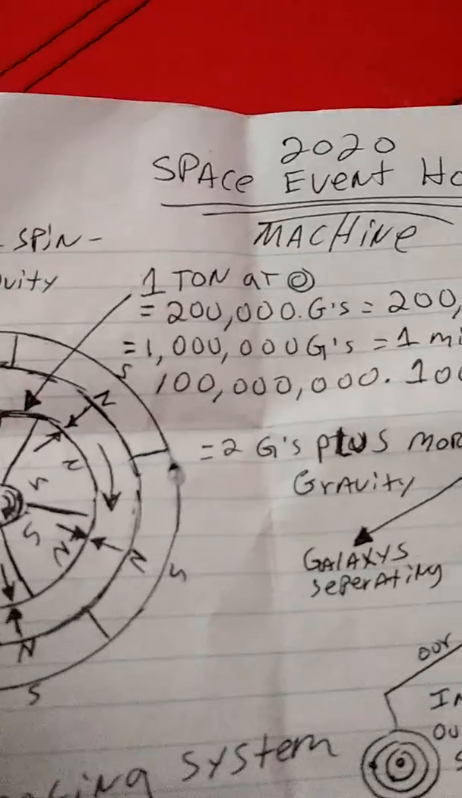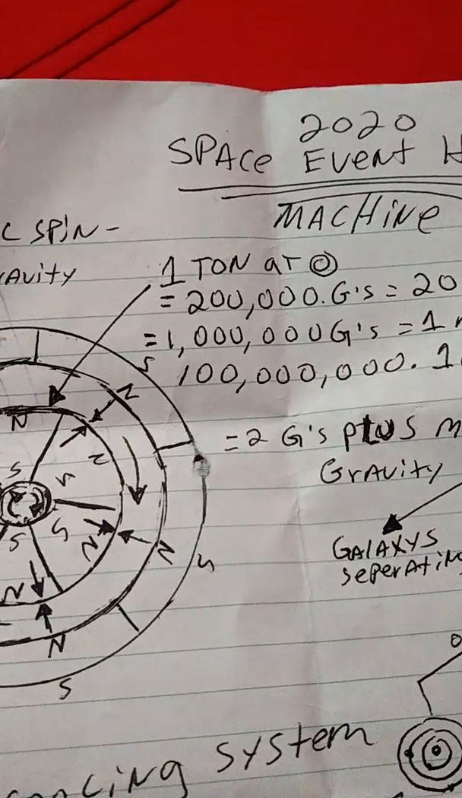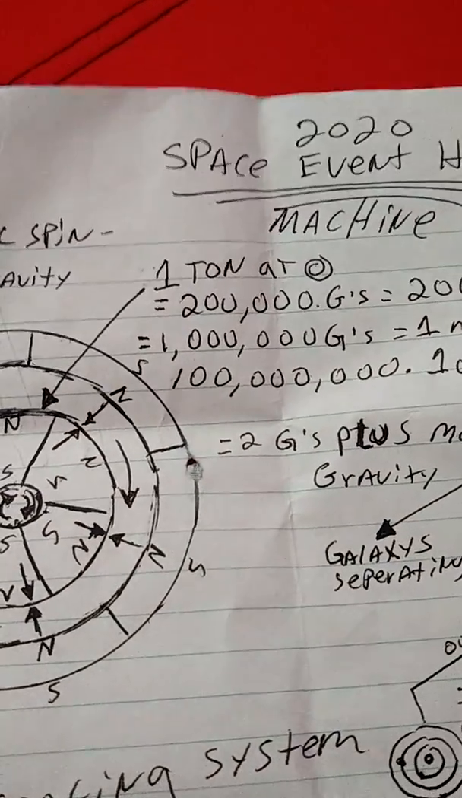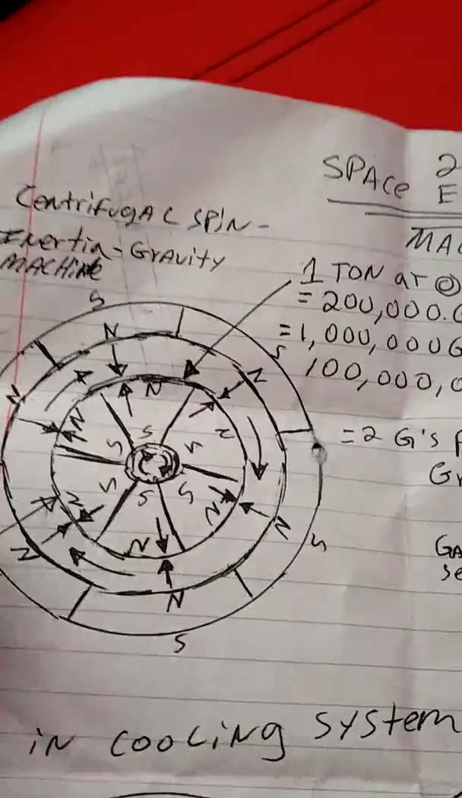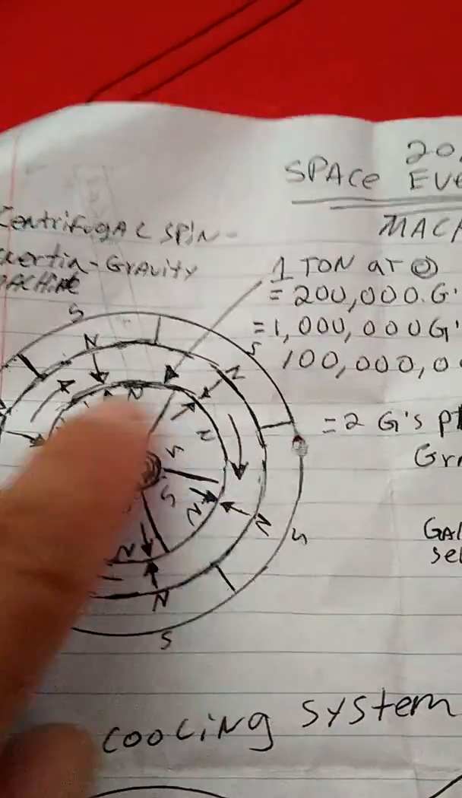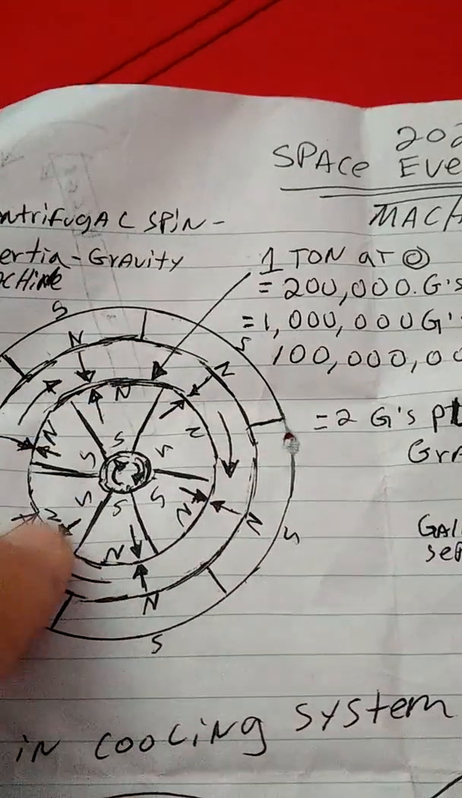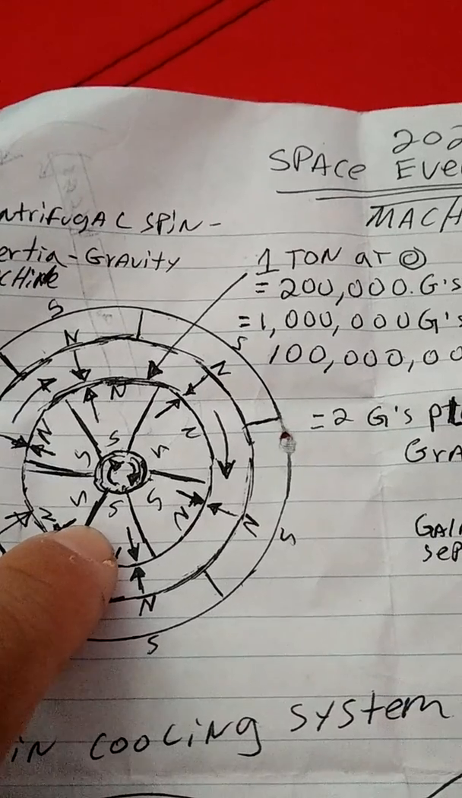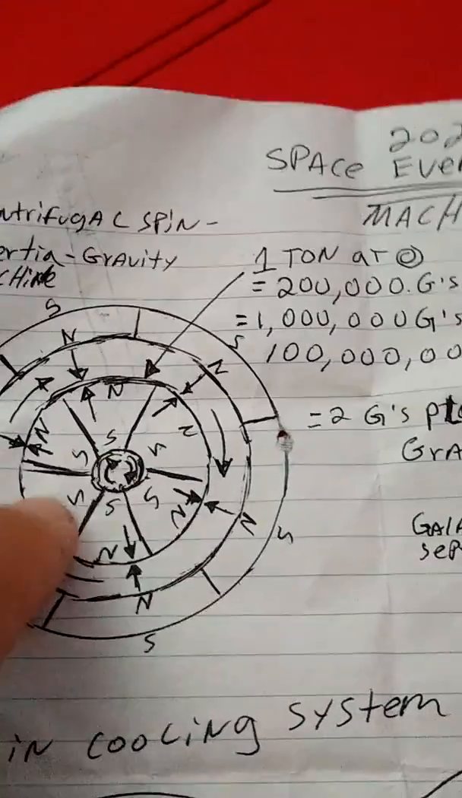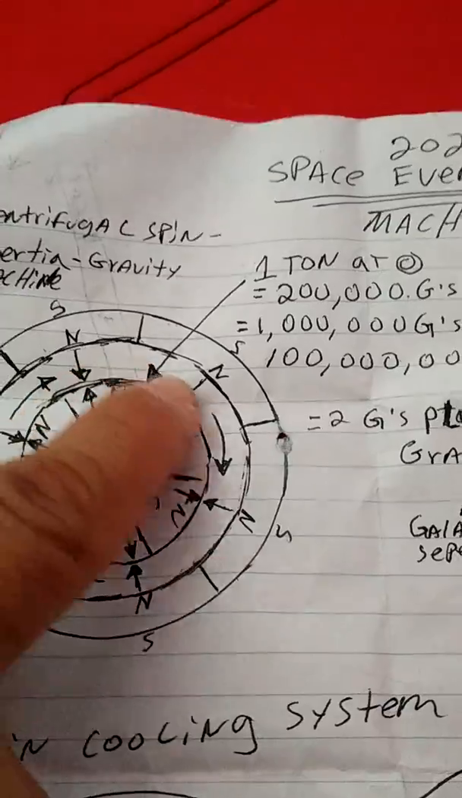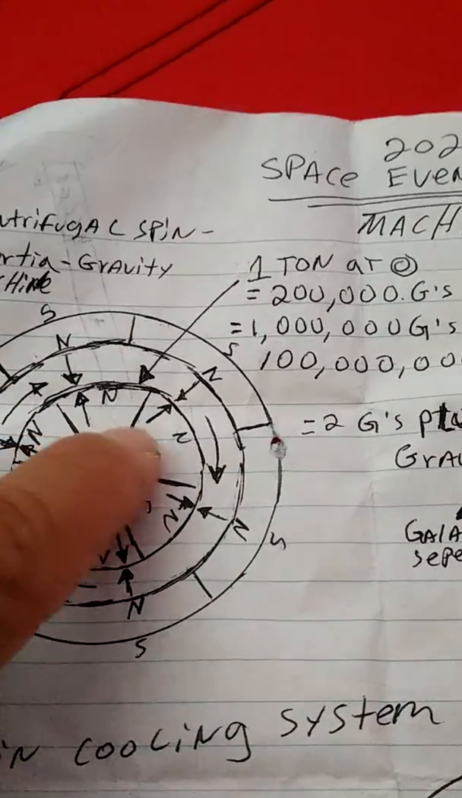So here we jump into a different subject: how to build a machine that creates gravity on its own. See, this is a mass made of material in these sections that go north on top on the outside, and south in the middle. See the south.